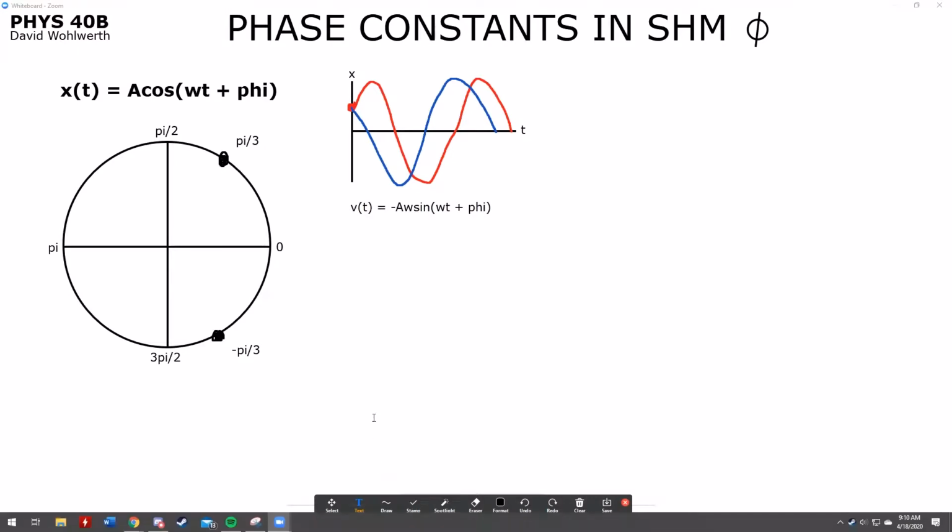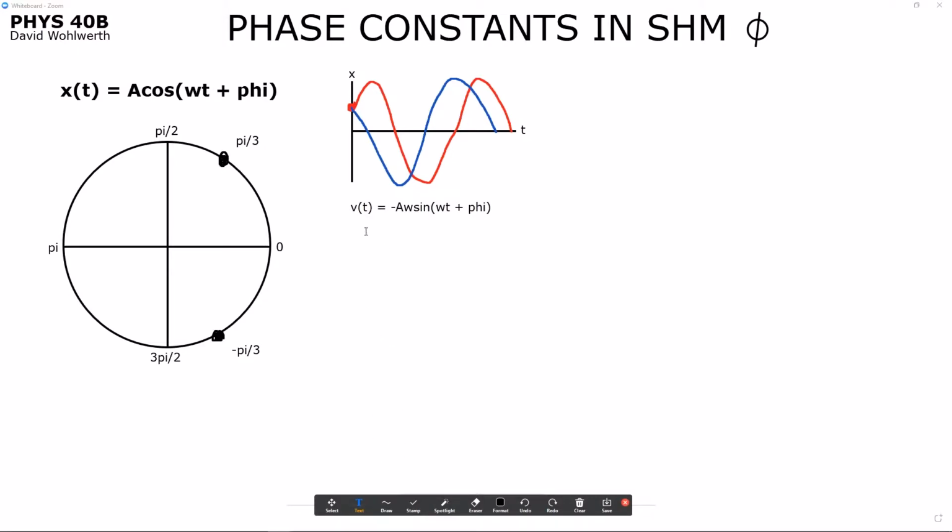So this is our new equation. This can tell us, well, the velocity is a derivative of the position, so we don't just have to look at this by inspection. All right, and so the phase constant is going to be the same throughout. So let's assume that pi over 3 is going to be this red line. So let's go ahead and plug in pi over 3.